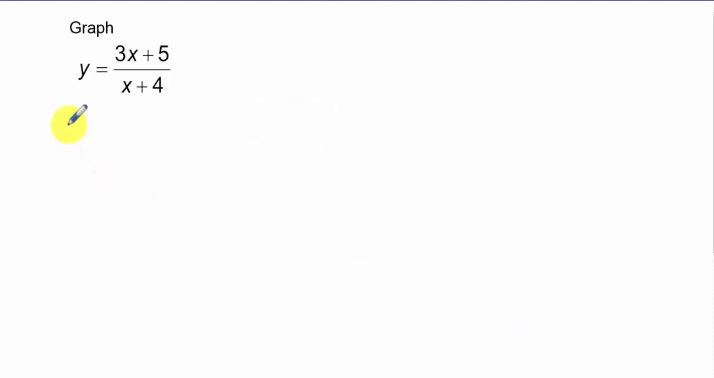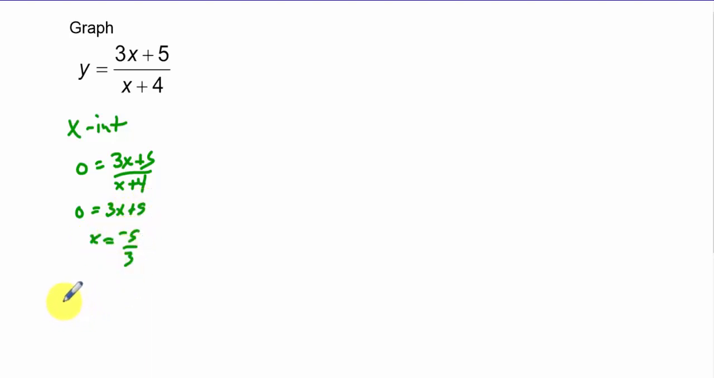The first thing is we're going to find the x-intercept by setting y equal to 0. So 0 is equal to (3x plus 5) over (x plus 4), multiply, get 0 equals 3x plus 5, x equals -5/3. For the y-intercept, set y equal to 0, or I'm sorry, set x equal to 0, and you'll notice that we get 5/4.